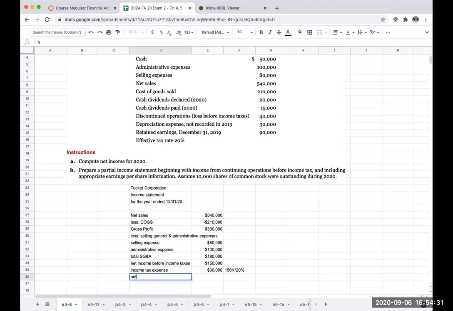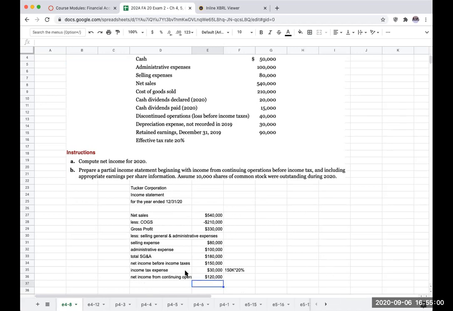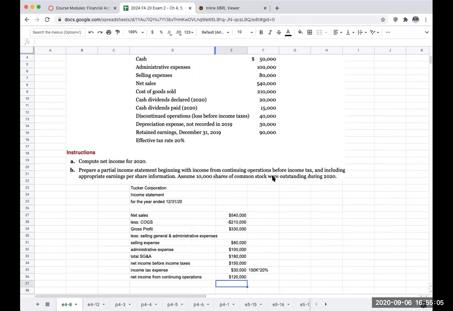And then we're going to call this our net income from continuing operations. And this is what's really important about this particular exercise: when we have discontinued operations, meaning this was an area of business we used to be involved in, but we're no longer involved in this business, we need to segregate this from the rest of our financial statement results. So what we're going to do right here is call this net income from continuing operations.